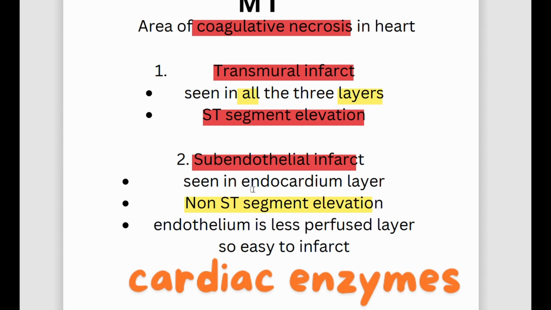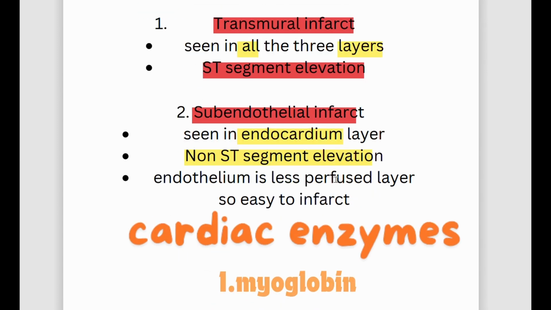Okay, and this transmural infarct is seen in all layers, but subendocardial infarction is not seen in all the layers. It is only seen in the endocardial layer, because the endocardial layer is the least perfused layer, so it is easy to infarct. So it leads to subendocardial infarct.